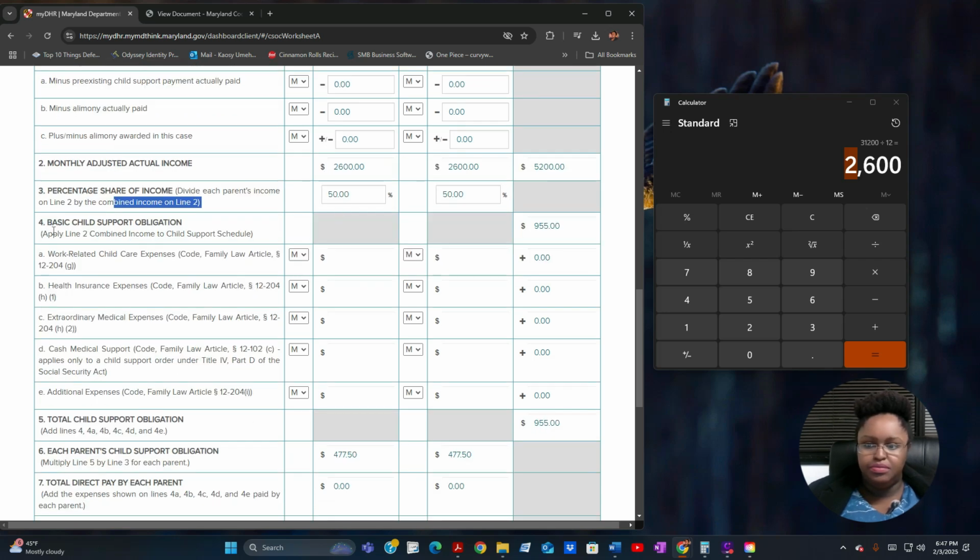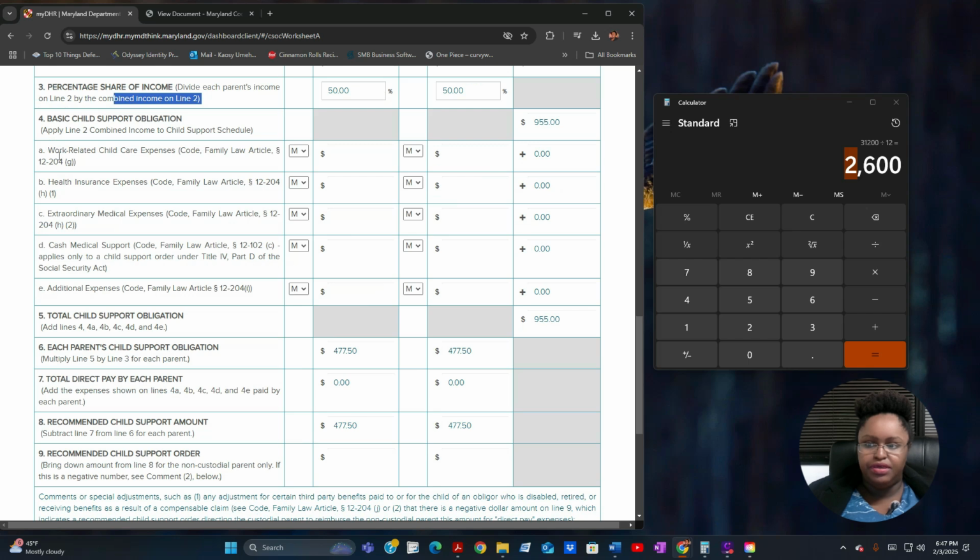So next thing we do here, we go down to number 4. Number 4 has all these other categories we can put in. Number 1 is going to be the work-related child care expenses. In this case, they're a very lucky couple. They were able to find a very cheap child care person, and they're only being charged $500 per month. The $500 mother is paying, so we put that in here.